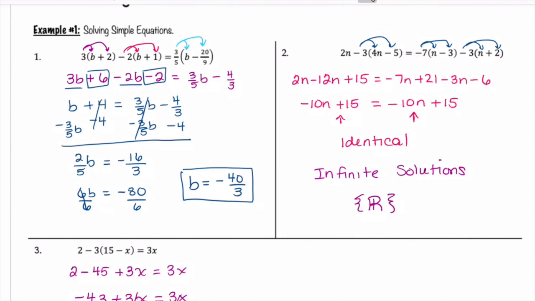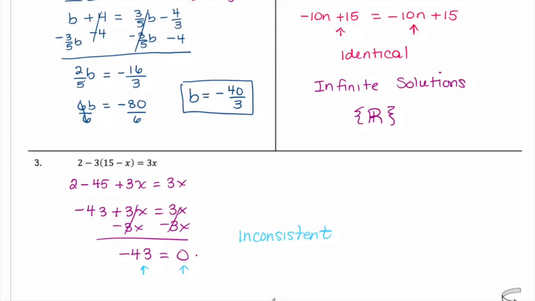For number 3, same kind of thing. I did my distribution. I started off with that. I combined like terms. I tried to isolate the variable, and when I did that, my variable got canceled out. So I was left with -43 equals 0. Now, this is not true. This statement here is not true. So I'm going to put a slash in there, which means that this is something that's inconsistent.